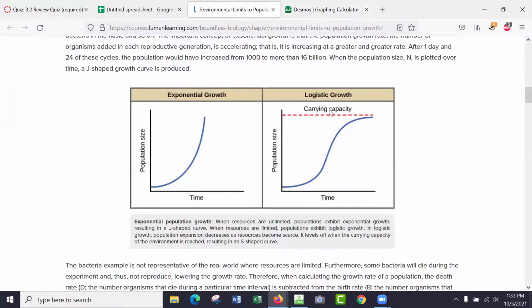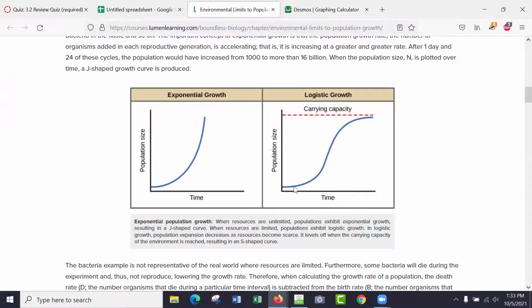But in real life, there's this carrying capacity. Does that make sense? There's only enough grass or leaves or whatever for so many deer. So at some point, the deer population levels off. So this is the logistic growth function on the right here. This is real life stuff. This is really what happens.